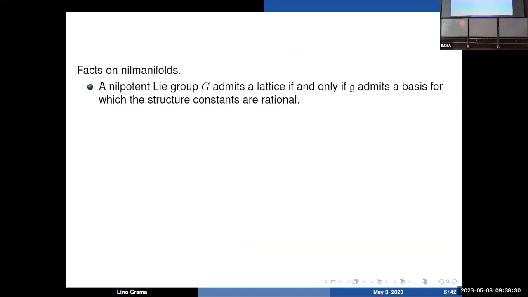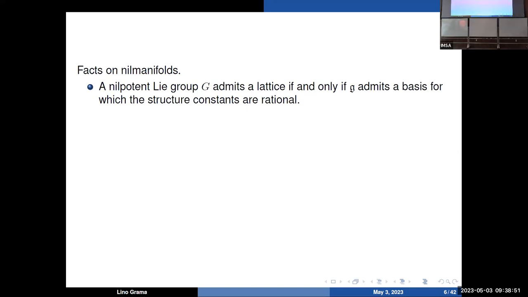Okay. And some basic facts on nilmanifolds. The nilpotent Lie group G admits a lattice if and only if the Lie algebra admits a basis for which the structure constants are rational.